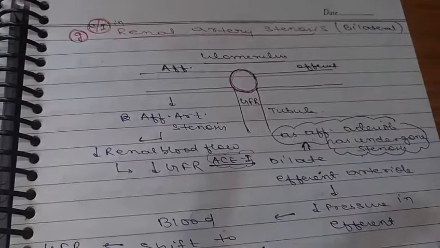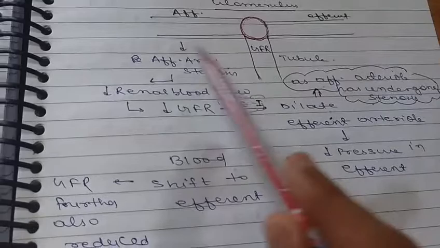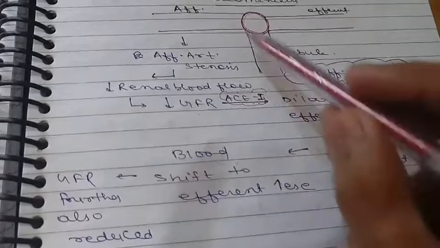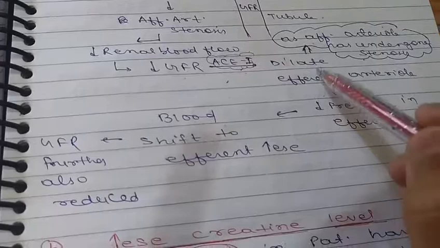Now the next one is renal artery stenosis. Suppose this is the glomerulus, this is the afferent arteriole, this is the efferent, this is GFR. Suppose there is efferent arteriole stenosis; due to this there will be less renal blood flow and less GFR. Now if you are giving ACE inhibitors, what will occur? Because the efferent arteriole is undergoing stenosis, ACE inhibitors will act on receptors of the efferent arteriole and lead to its dilation.